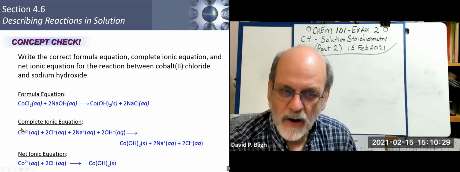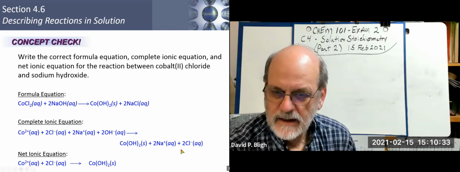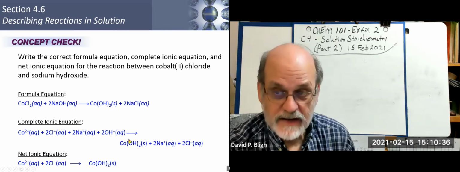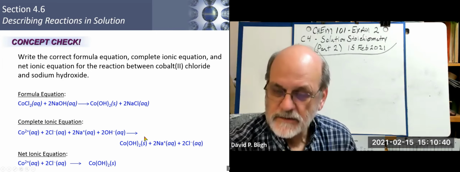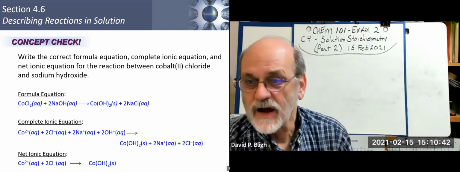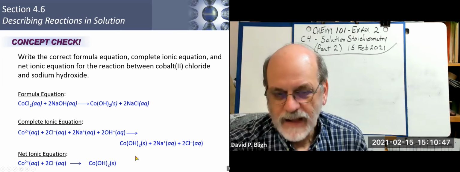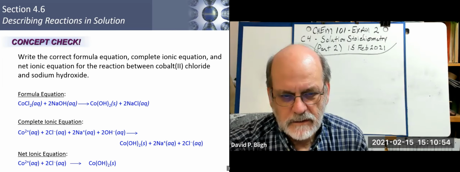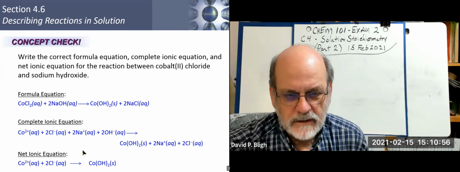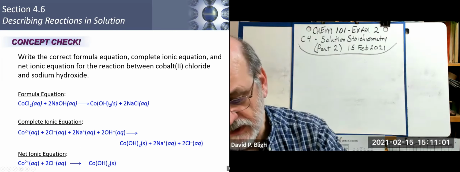So you break them apart into their ions, right? You can't do the solid that way. Solid has to stay put. And then you cross out the spectator ions, which are ions on both sides. Sodium's on both sides, and chloride's on both. No, not chloride. Sodium's on both sides. Wait a minute. That's wrong. Sorry, that's a mistake.